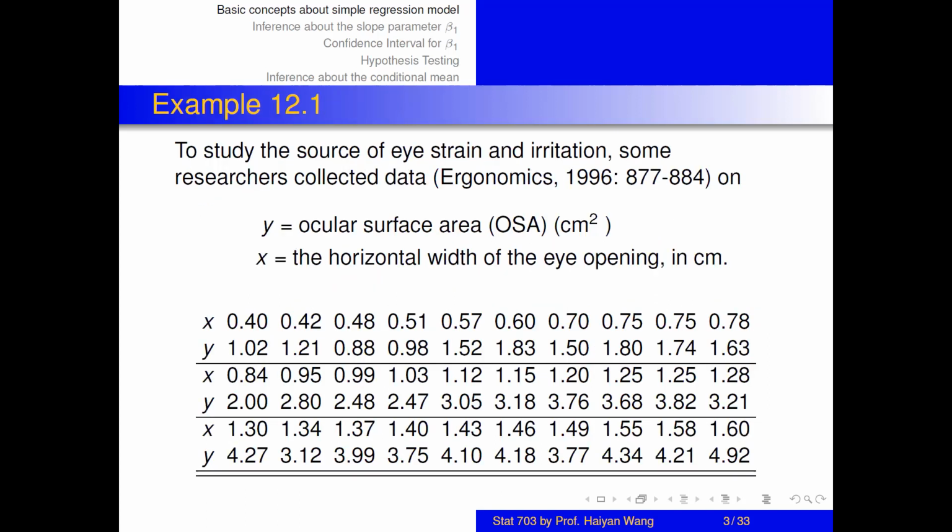Here's an example. Consider the response variable y is the OSA, which refers to eye strain and irritation. And this y is the ocular surface area. And the x is the horizontal width of the eye opening. For this data, we would like to see how the OSA changes with the opening width x.